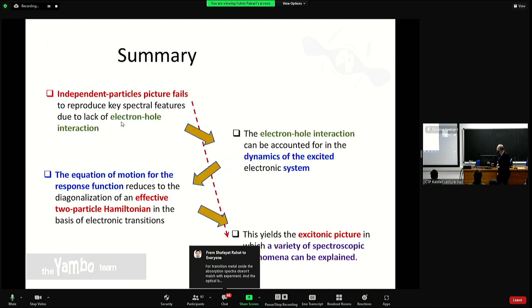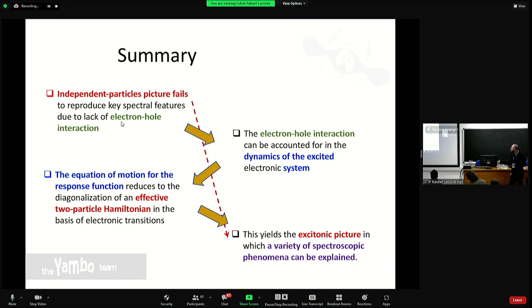And with this, I just conclude with a summary. What we have seen is that the independent particle picture is failing in the case of many semiconductors, especially layered materials, two-dimensional semiconductors, to reproduce important spectral features, because we are not including in the standard treatment the electron-hole interaction. This we can get in a very general framework in which we try to model the dynamics of the excited electron system out of equilibrium.